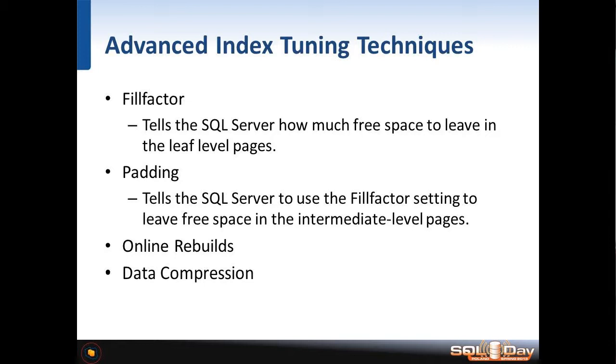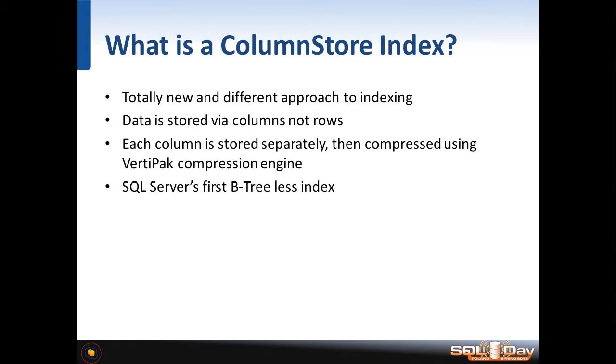New feature in SQL Server 2012 is the column store index. So this is a totally new and different approach to storing data. You've probably seen a half a dozen presentations on it since this feature was announced 2 years ago. The data is going to be stored via the columns, not the rows in the actual table. Once the data is stored into the pages on the disk, it's actually then compressed using a different data compression engine. In this case, using the Vertipaq or the xVelocity data compression engine, depending on which marketing name you want to look at. This is a totally B-tree-less index stored in SQL Server.